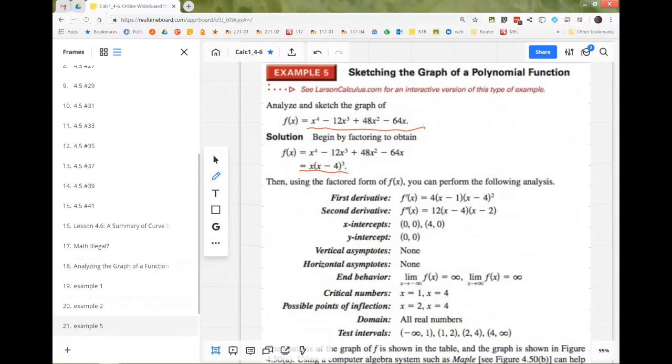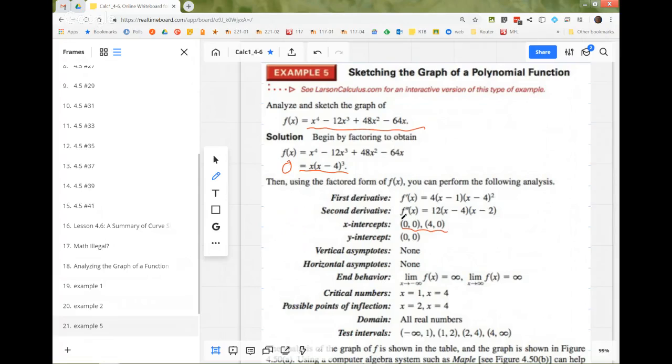Why would I want to know when the original function is factored? Because you look at this and say, hey, when does this thing cross the x-axis? Oh, when it's 0. Notice there are 2 places where this crosses the x-axis, 0 and 4. So we just found the x-intercepts right here. Okay, that's cool. Those are anchor points. You can put those on your graph. You know those are there.